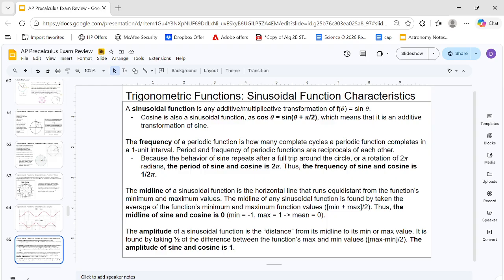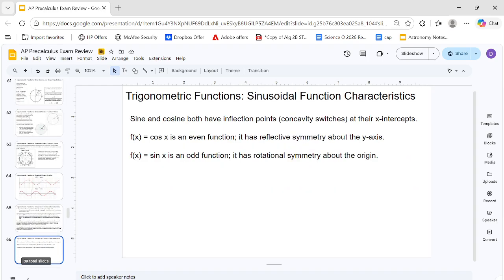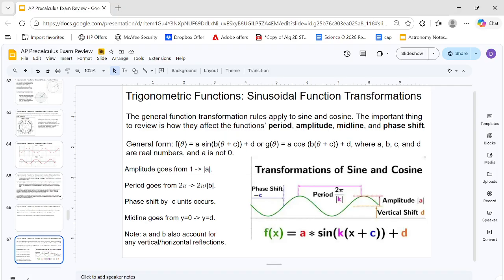The midline is the horizontal line that cuts the minimum and maximum values in half. For sine and cosine, it's just y equals 0. The midline is the average of the max and min. The amplitude is max minus min over 2, so it's the distance from the midline to the max or min value. For sine and cosine, it's just 1. Inflection points are at the x-intercepts. Cosine is even, sine is odd.